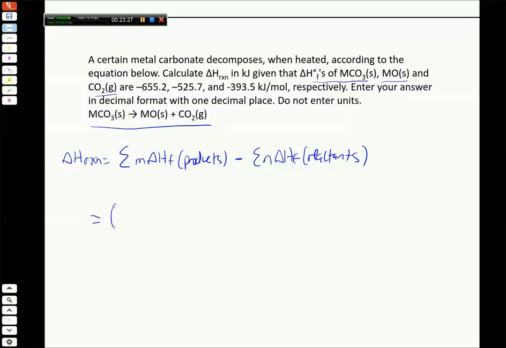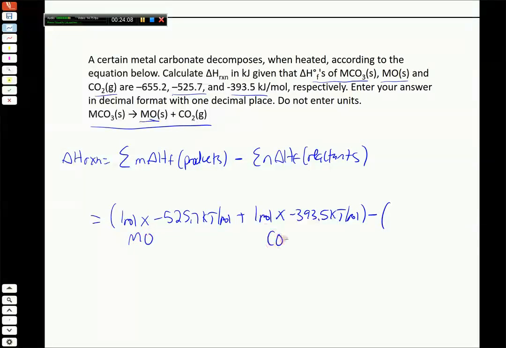So on the product side we have 1 mole of metal oxide, and its delta H of formation is given as, it's the second one here, minus 525.7. And then the second one we have 1 mole of CO2, and its delta H of formation is the third one here, minus 393.5. Alright, so this is again products minus reactants. This is our MO product, this is CO2. Then we're going to subtract from that.